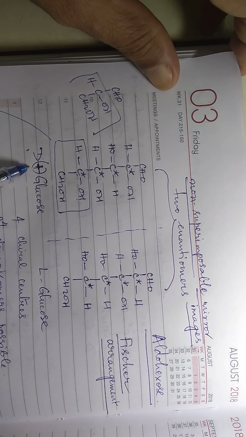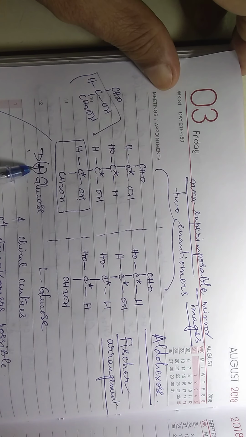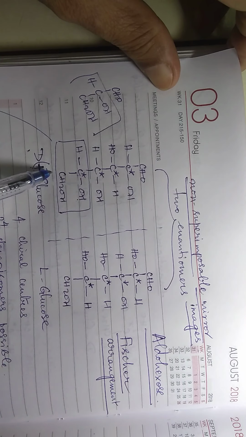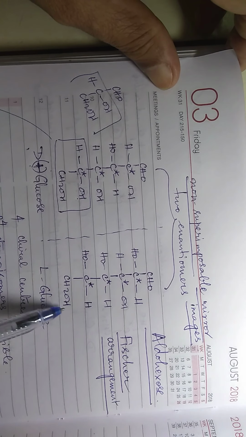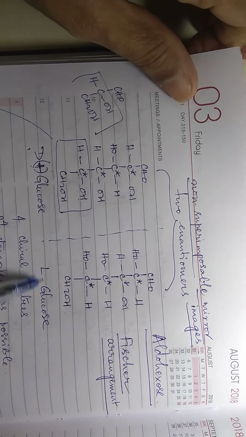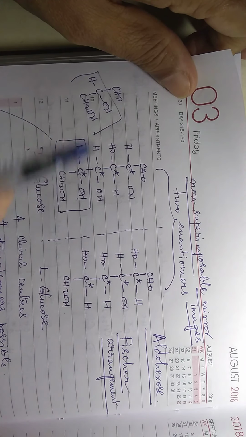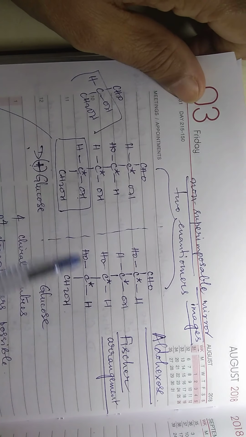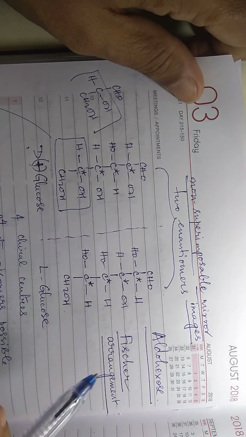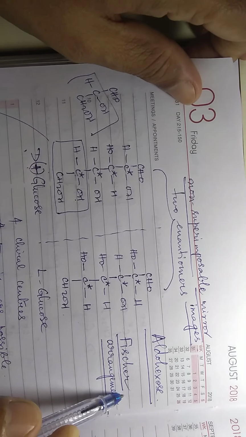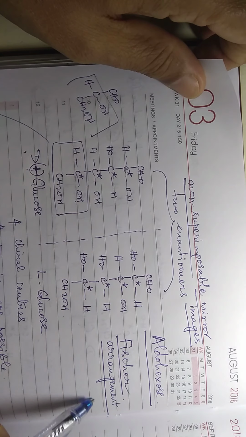Right? Now, why did I write plus here? I'll come to it, just wait. Now, this is your D-glucose and the mirror image will be like this. That will be L-glucose. Whatever is on the right is on the left and whatever is on the left is on the right. Okay. So what is this type of arrangement called? This was given by the scientist by the name Fischer. So it is called the Fischer arrangement.